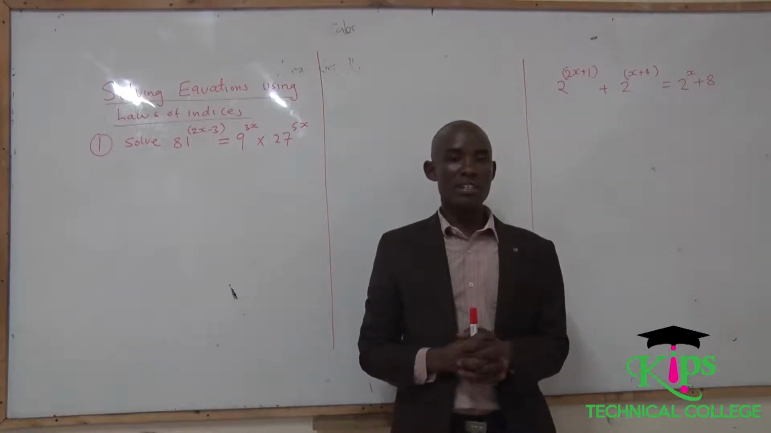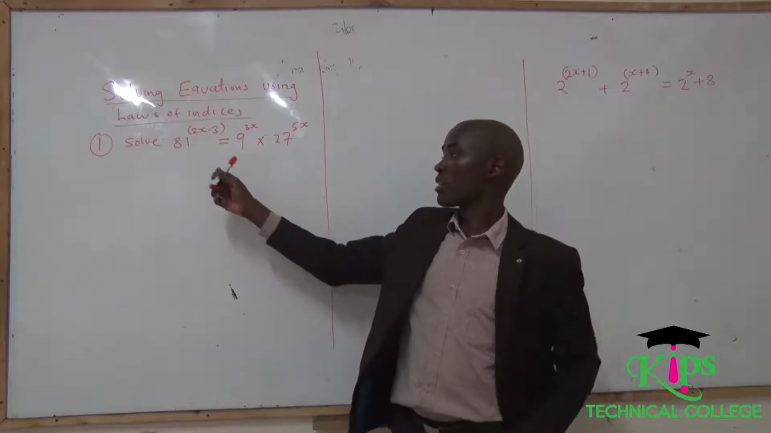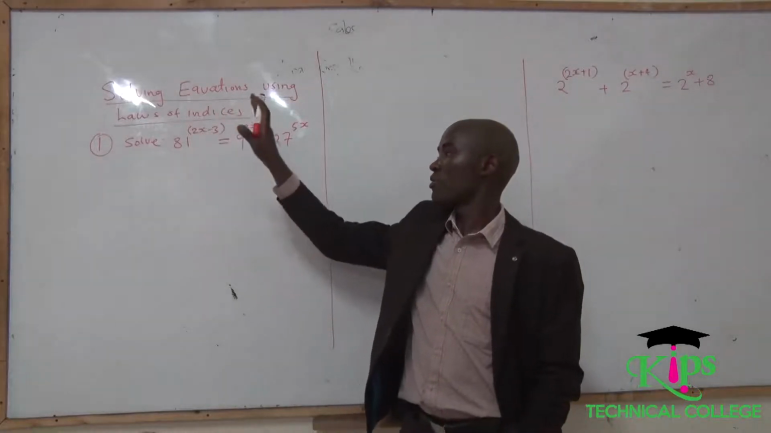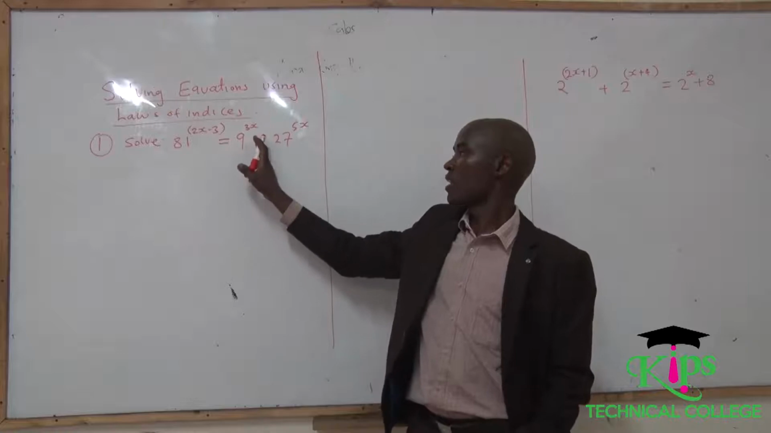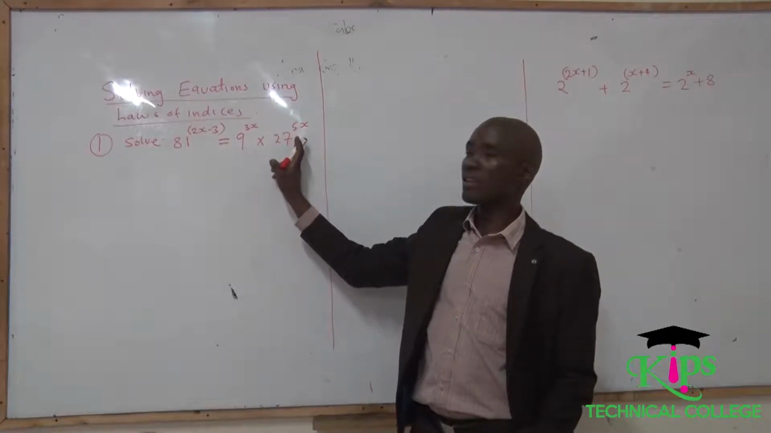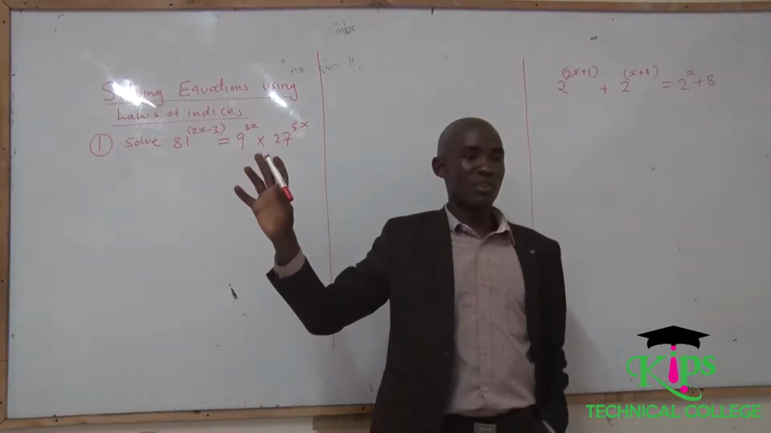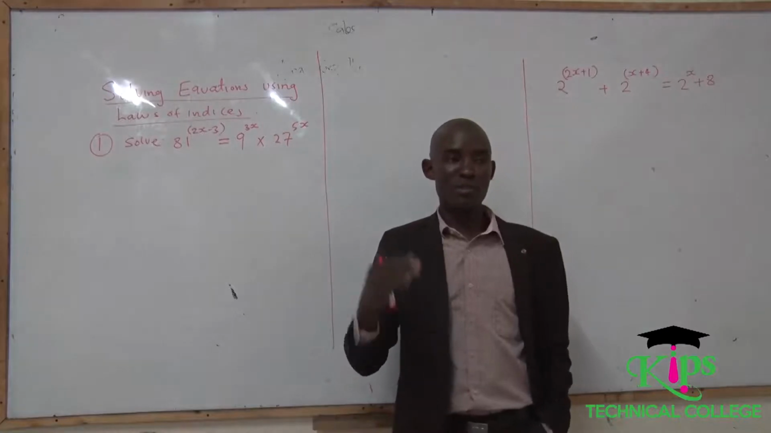In our very first example, we are going to look at 81 raised to power 2x minus 3 is equal to 9 to the power 3x times 27 raised to power x. I think you can be able to remember the laws of indices.